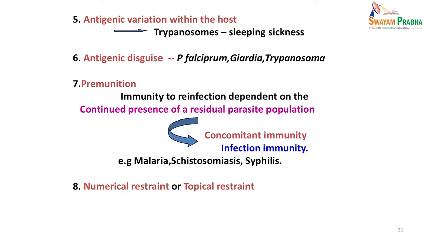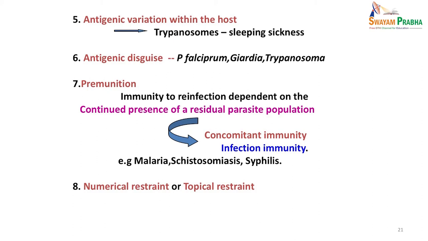Then there is something known as premonition immunity. Now, what is this? Here the immunity to reinfection is dependent on the continued presence of a residual parasitic population. What do we understand by it? That is, the immunity will be there only as long as the parasite is also there, which is quite contrary to how we normally understand protection. Normally protection would be that the parasite is destroyed, but here immunity occurs only if the parasite also remains within the body, which is seen in malaria and syphilis. It is also known as concomitant immunity or infection immunity.